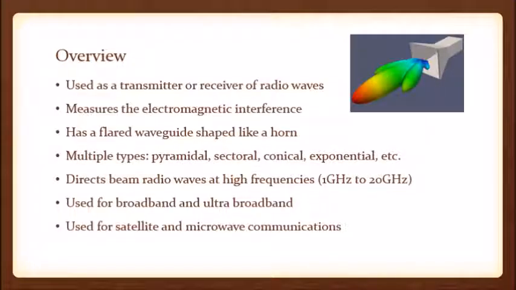The horn antenna is a transmitter or receiver of radio waves. What makes the horn antenna ideal for transmitting and receiving data is that it can be used for different distances. It can be used for short distances or it can be used for long distances. The horn antenna measures electromagnetic interference to get this data that is being transmitted to it.